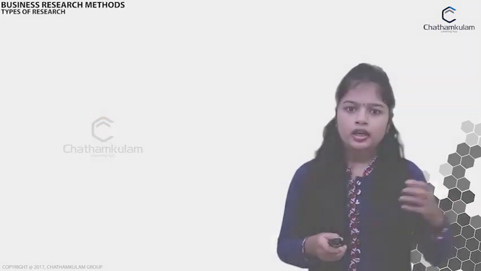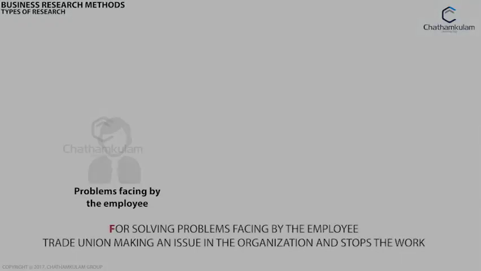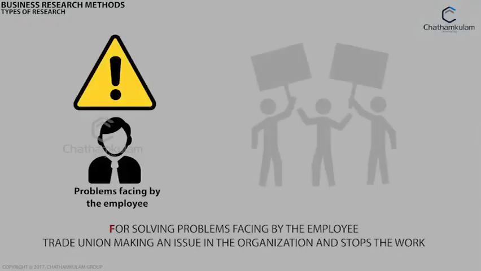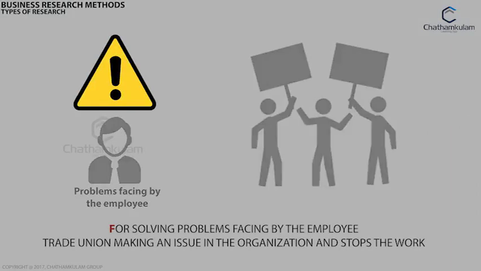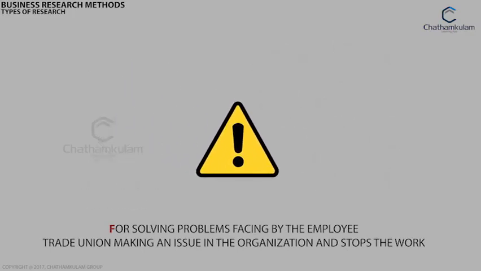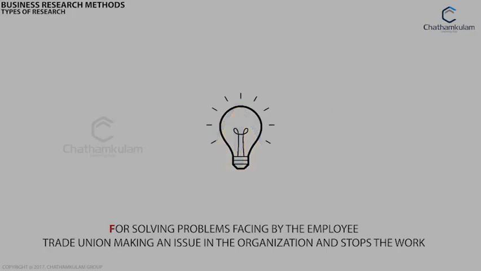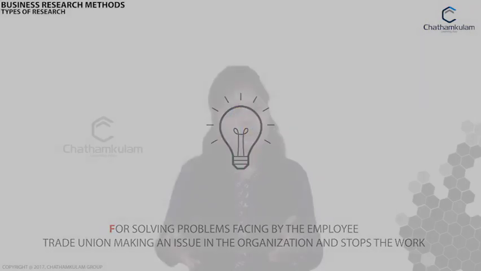For example, if a trade union makes an issue, okay, employees have some issue and the trade union makes it an issue, and they are saying that they won't work for that day. That is an immediate issue that an organization or a business should take care of. They should find a solution to that immediate issue. Otherwise, what will happen? Their production will stop and they will face losses. So, applied research is finding a solution to an immediate problem.